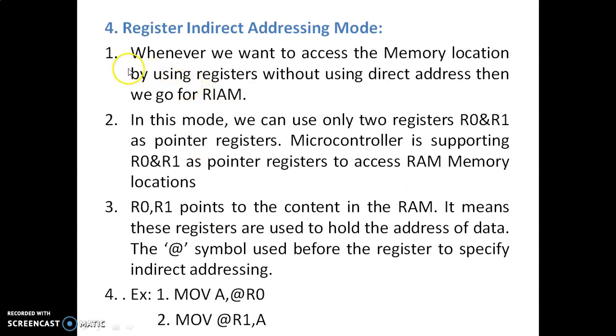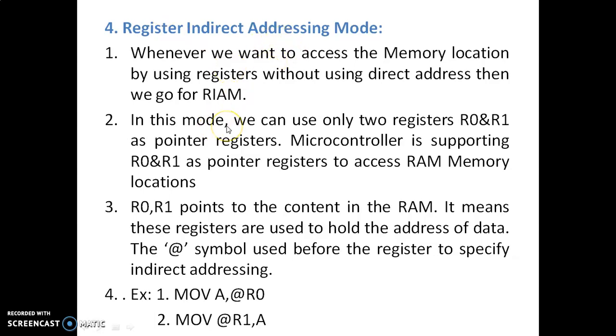Register indirect addressing mode is going to act like a pointer. Here, if the instruction is a register indirect addressing mode instruction, both the source and destination fields specify registers. Whenever you want to access a memory location by using the registers, and I don't want to give the direct addresses, I want to access the memory locations by using the registers, then we go with the register indirect addressing mode.